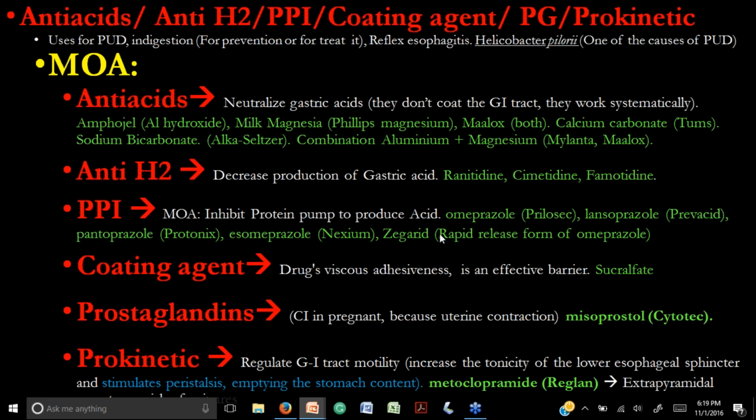Then we have the PPIs, all the prazoles. Omeprazole is the famous Prilosec, lansoprazole is Prevacid, and we have Protonix, pantoprazole. So we have three medications that are the most commonly used and the most commonly asked in NCLEX: aluminum hydroxide, calcium carbonate, and sodium bicarbonate. We are going to see the nursing considerations for the anti-H2 and the PPI. Then we have the coating agent, which is sucralfate.